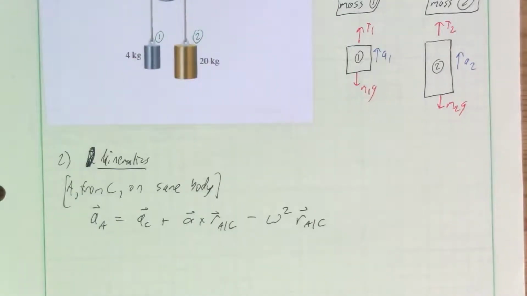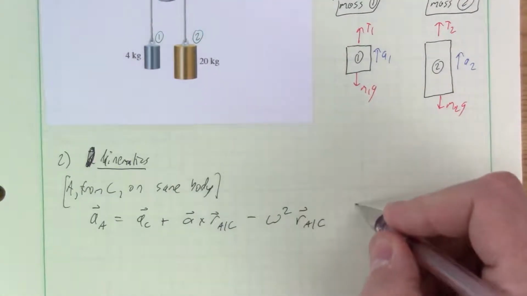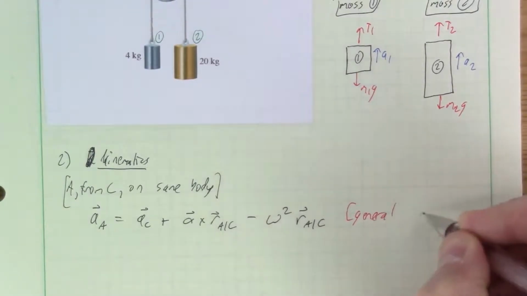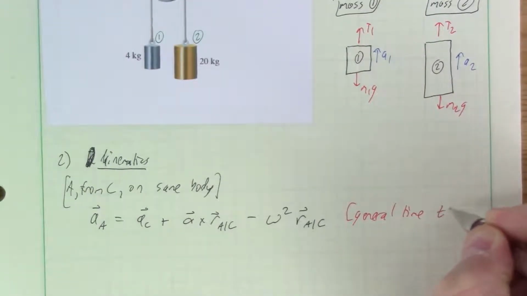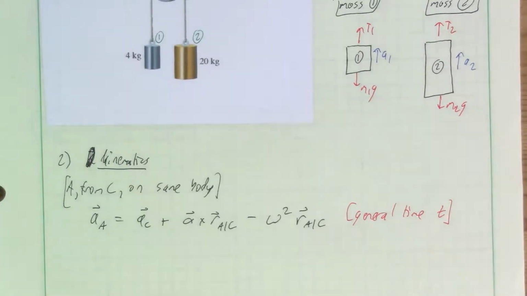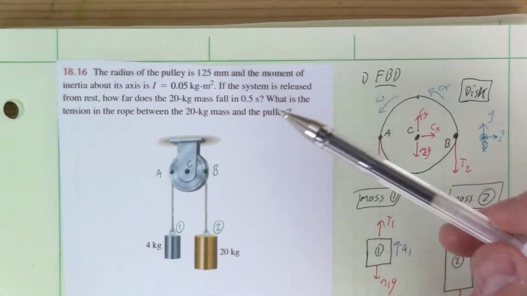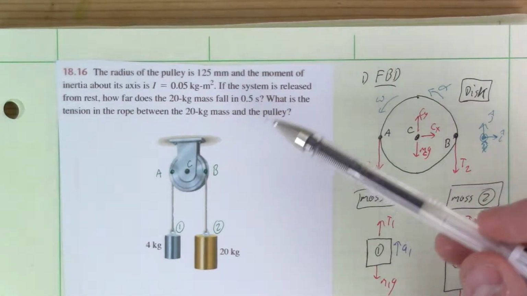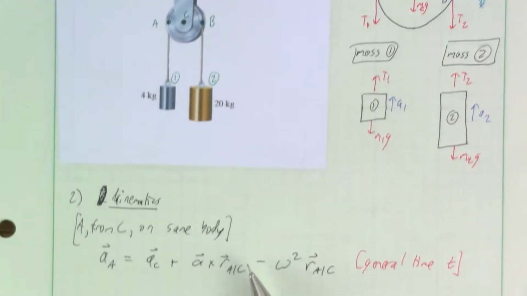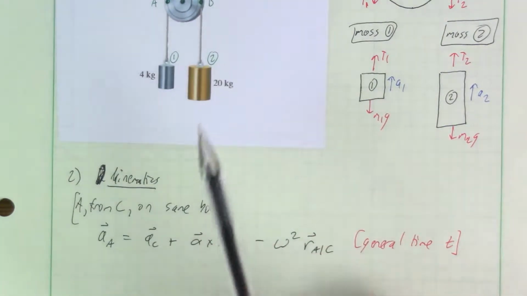Okay. Now this is for general time. This works at all time, which we need to do in order for us to answer these questions. Like how far does it fall in half a second? So we need to have expressions that are general for all time, right? We can't just do it at the instant shown.